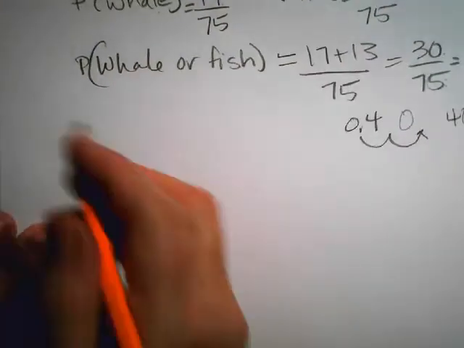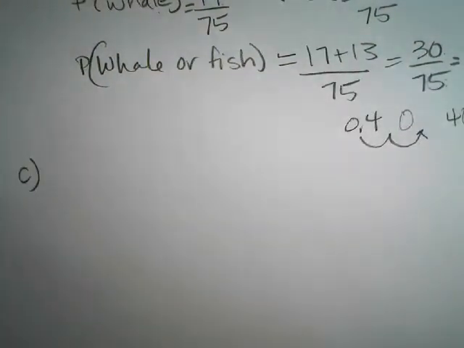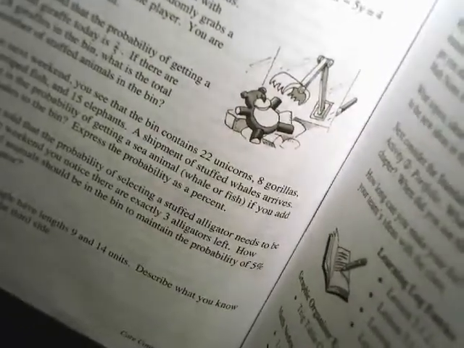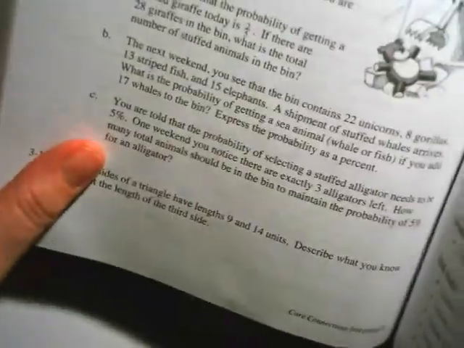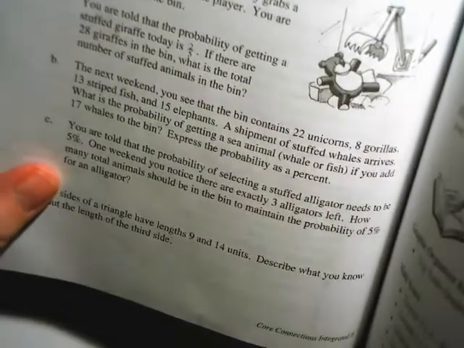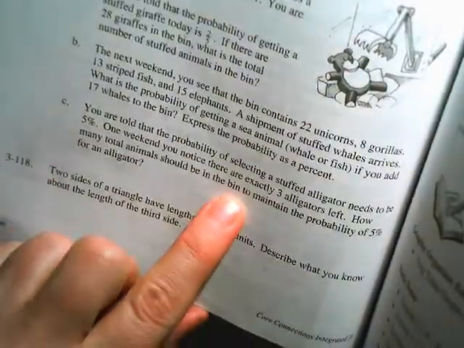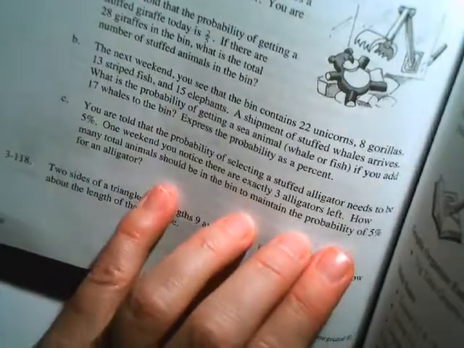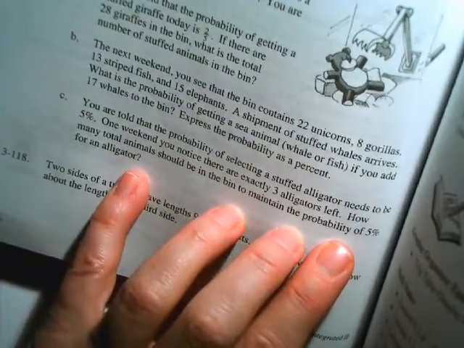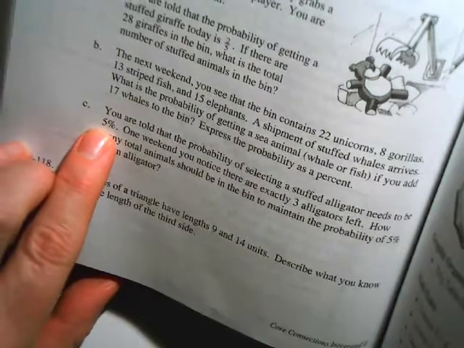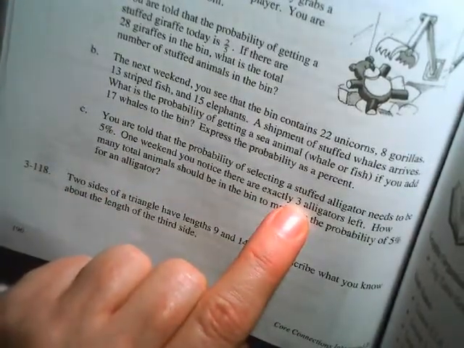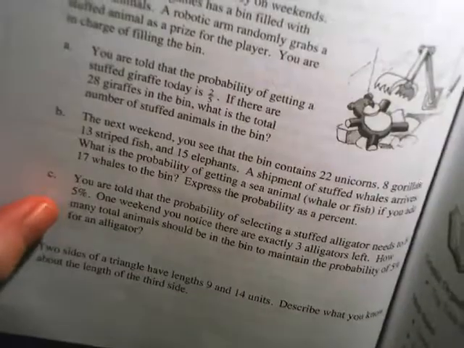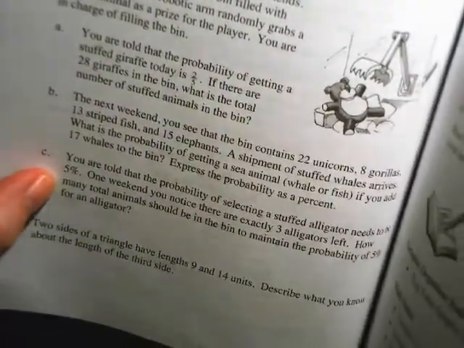Okay, part C. You are told that the probability of selecting a stuffed alligator needs to be 5%. One weekend you notice there's exactly 3 alligators left. How many total animals should be in the bin to maintain the probability of 5% for an alligator? Okay, so 5% is 5 out of 100, and you know there's 3 alligators left. So they want to keep the alligator probability at 5%.